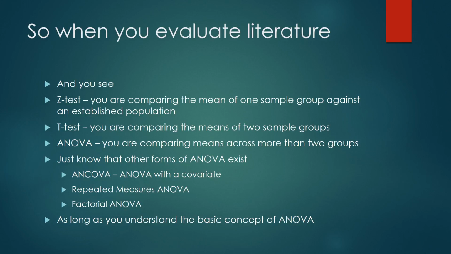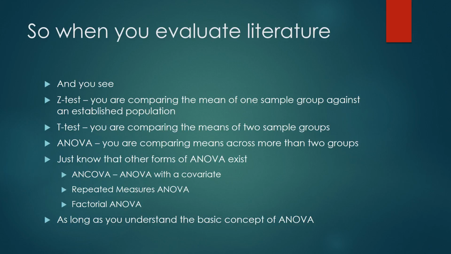There's repeated measures ANOVA. What we've been talking about in this presentation has been independent ANOVA, where all of the people in each of the groups is different. If there's repeated measures ANOVA, then it's possible that we are measuring the same group of people, but just at different points. And that would be a repeated measures ANOVA.